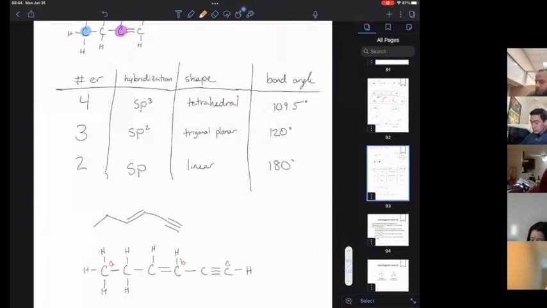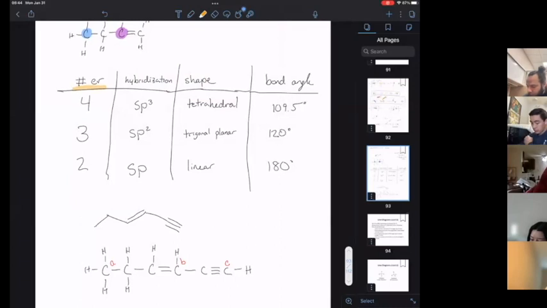Okay, so it's as simple as counting those electron regions. Carbon A has 1, 2, 3, 4 electron regions, meaning it's sp3 hybridized or a tetrahedral shape. Carbon 2 has 1, 2, 3 electron regions. Remember, I count that double bond as just a single electron region, meaning that it's sp2 hybridized or has a trigonal planar shape. And then my last one here has 1, 2 electron regions, meaning it's sp hybridized and has a linear shape.